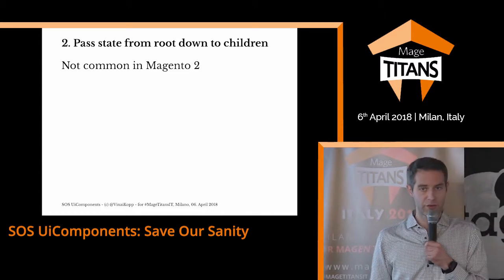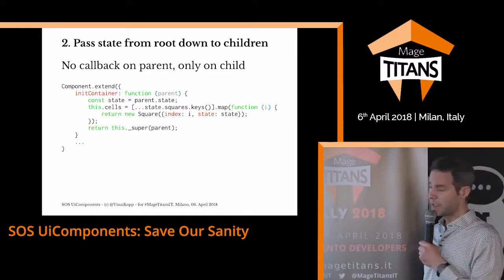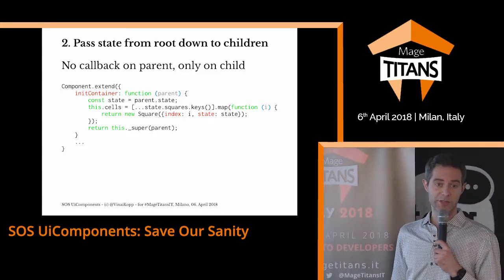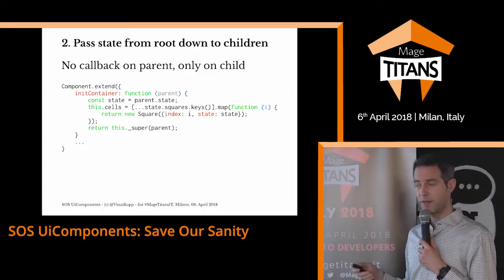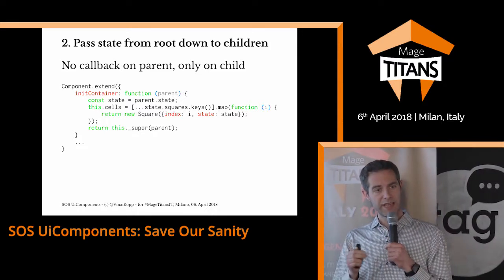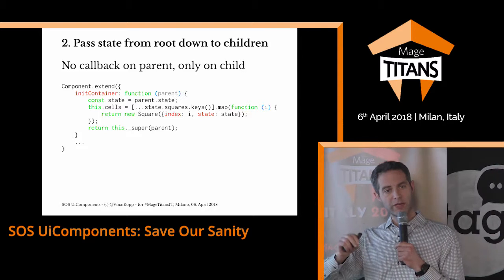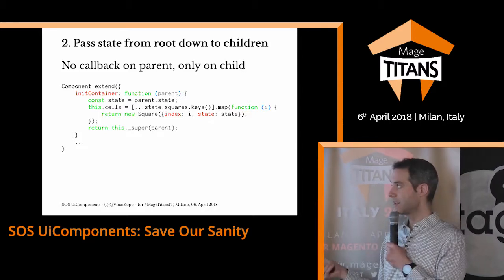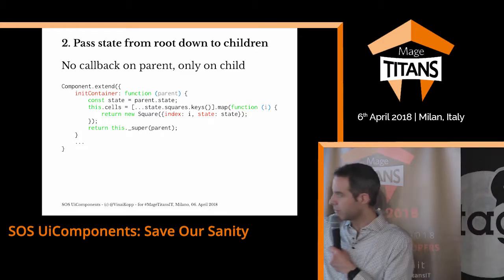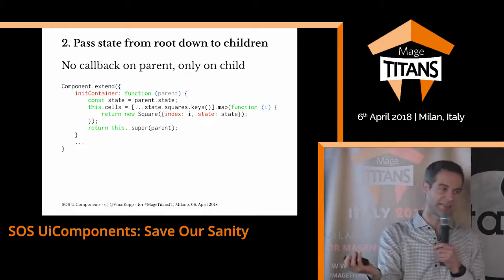Actually, I haven't seen it in the core at all, but it's common in other frameworks, so that's why I wanted to include it here. We can use it in Magento 2, and there's, interestingly enough, not a callback on the parent when a child is added, but there's a callback on the child that's being added in a container which receives the parent, so then the child can grab into the parent and pull out any state it needs.